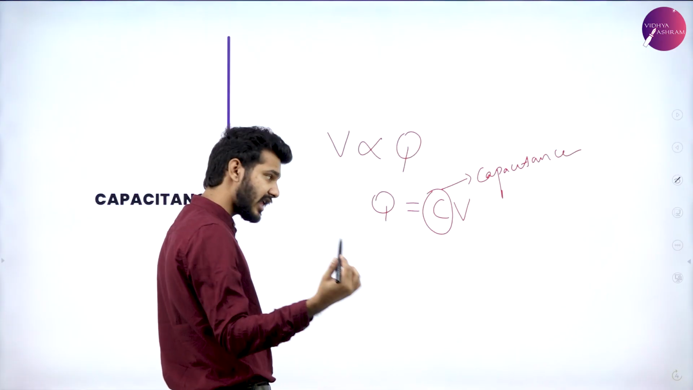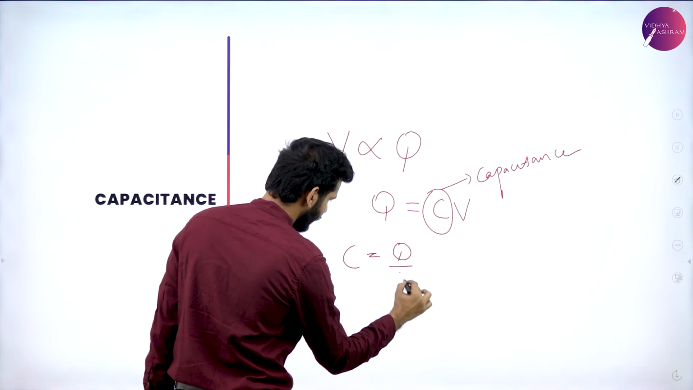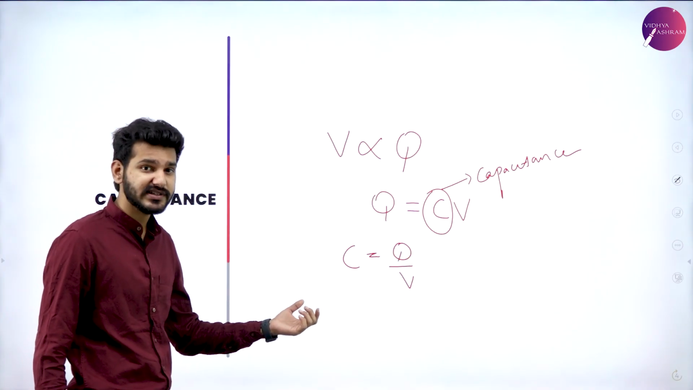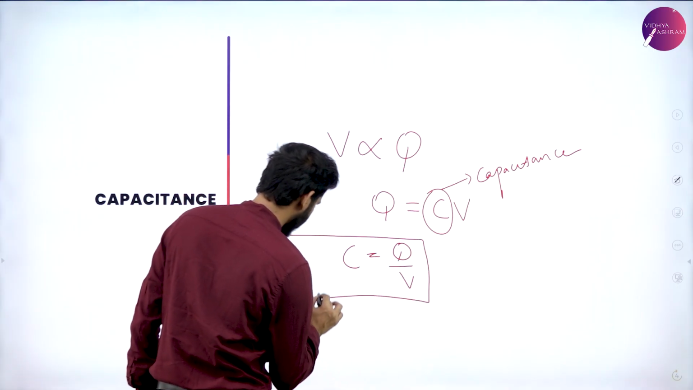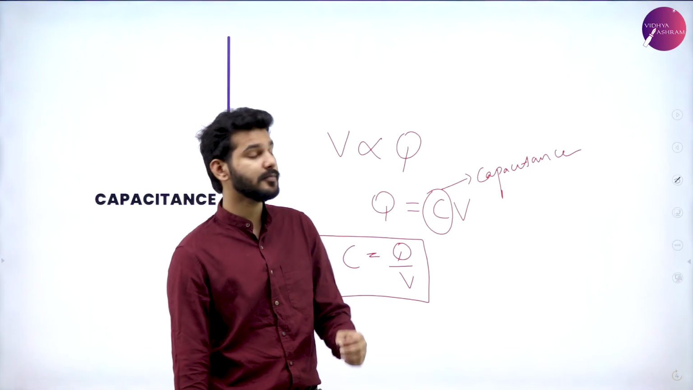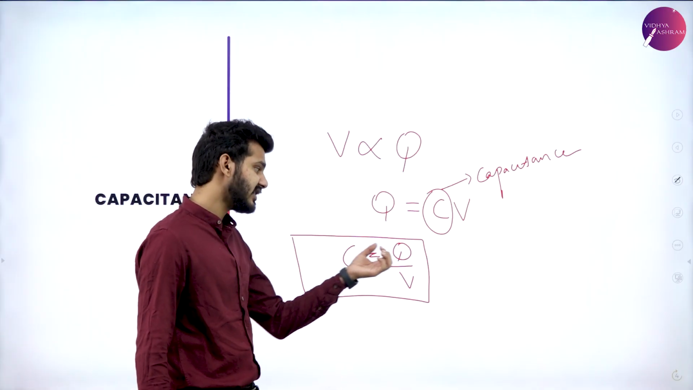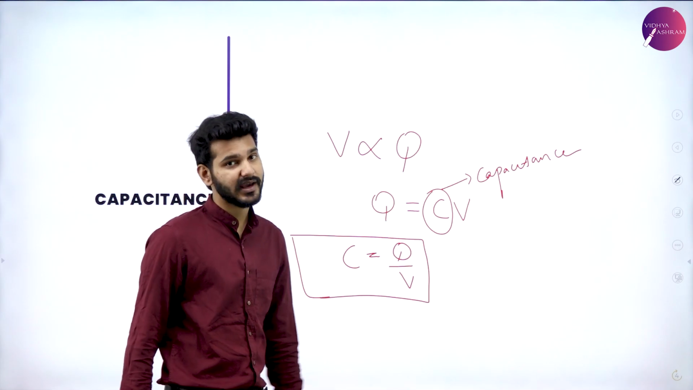And capacitance can be written as C is equal to Q by V. So this is the equation for capacitance. C is equal to Q by V. And this is a very important equation. CV is equal to Q, or Q by V is equal to C. Don't ever forget it. Now there is just one more problem.